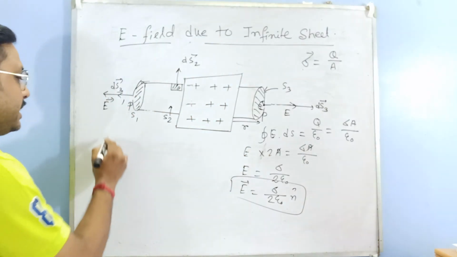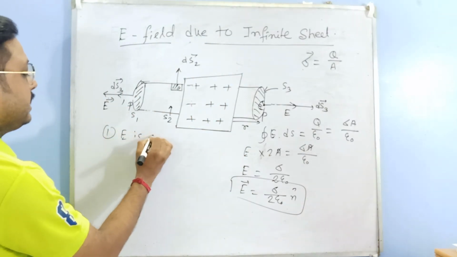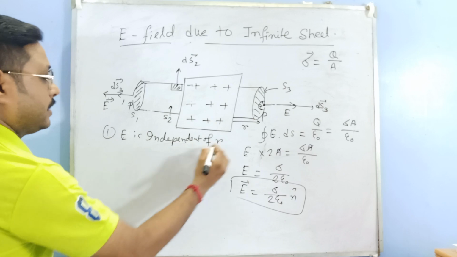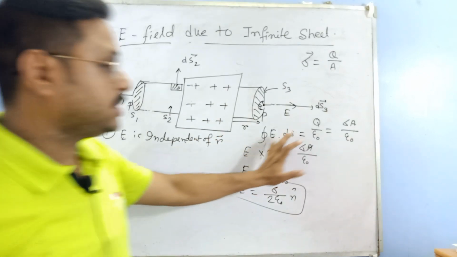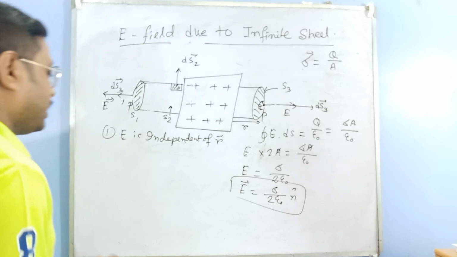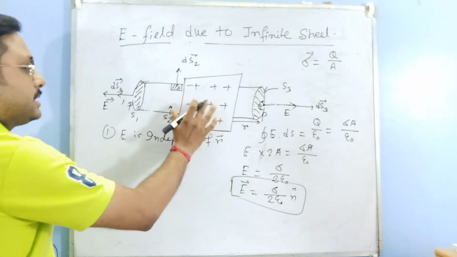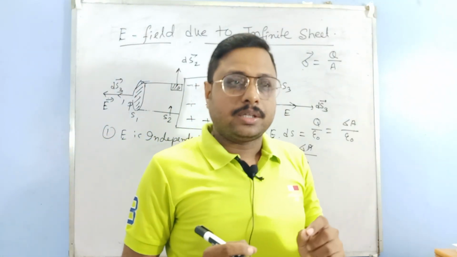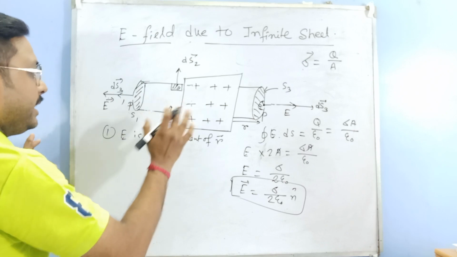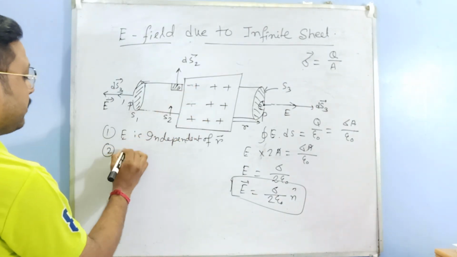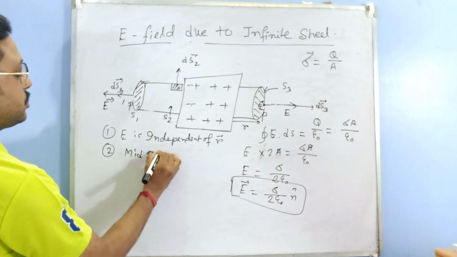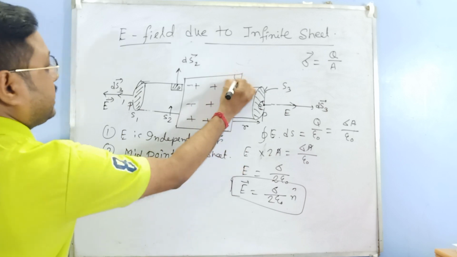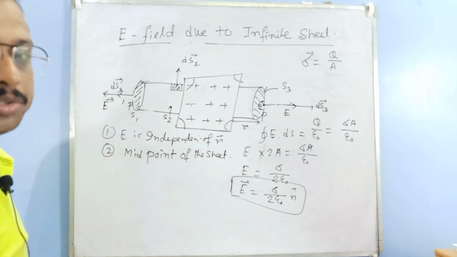Here we can consider that E is independent of r, that is, it is independent of the position of the point. And also, an infinite sheet does not exist in practice. In practice, in real life, the charge is considered to be concentrated at the midpoint of the sheet, that is, the charge at the edge of the sheet is considered to be 0.